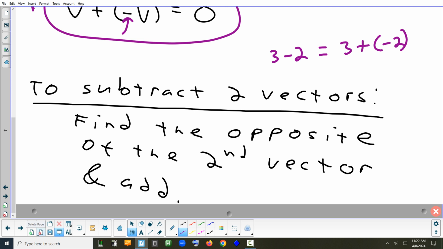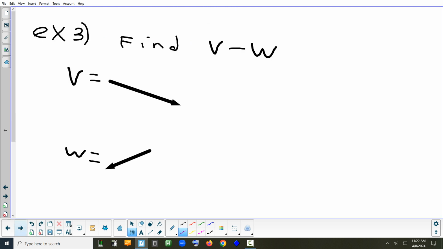So if that's how we're going to handle subtraction, what kind of answer do you think I'm going to get when I take a vector and subtract another vector? We know what happens when we add a vector to a vector. How about when we subtract? Yeah, we're going to get another new vector. Exactly. Because subtraction is the same thing as addition, just addition with the opposite. All right, so let's see if we can do v minus w.